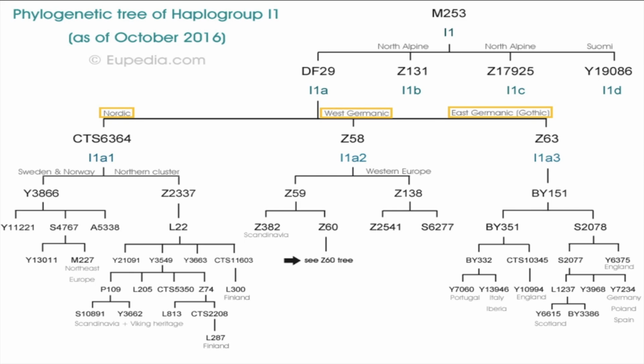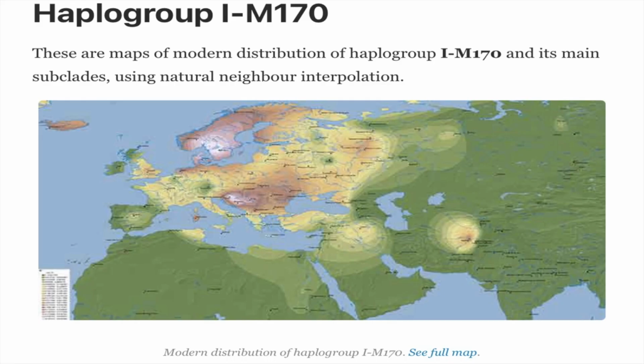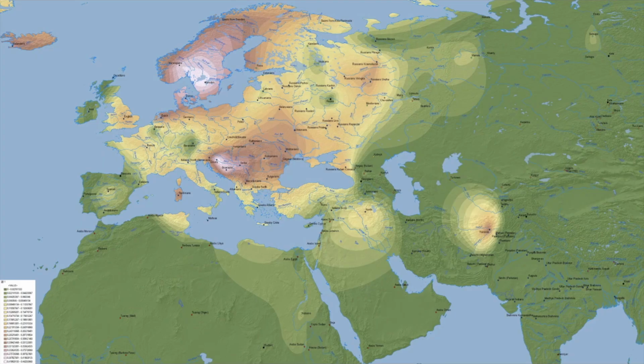And so here's a Y-DNA I1 tree map showing you the groups and the places where you find them, such as the Nordic, which is I1a1, the West Germanic, which is I1a2, and the East Germanic, which is Gothic, which is I1a3. And here's a map showing you haplogroup I-M170, basically the entire region of the world where you find haplogroup I. As you can see, there is a high concentration in Switzerland and Northern Europe.